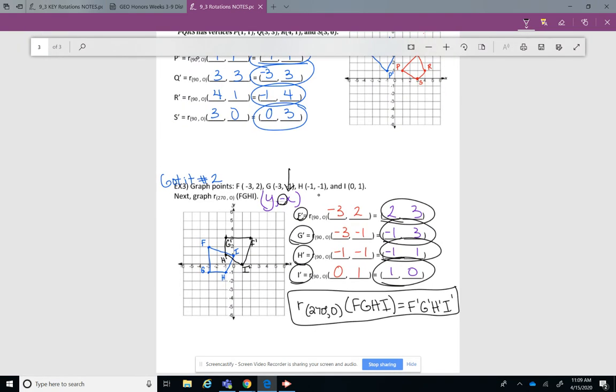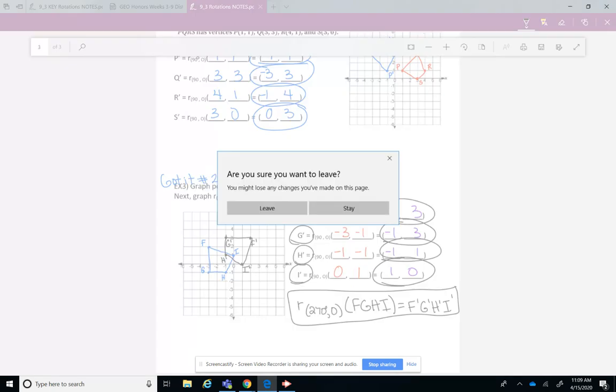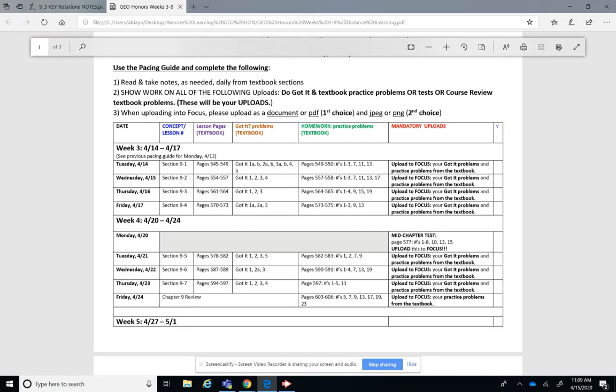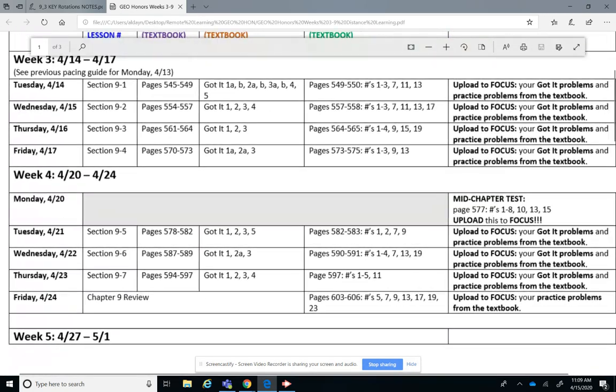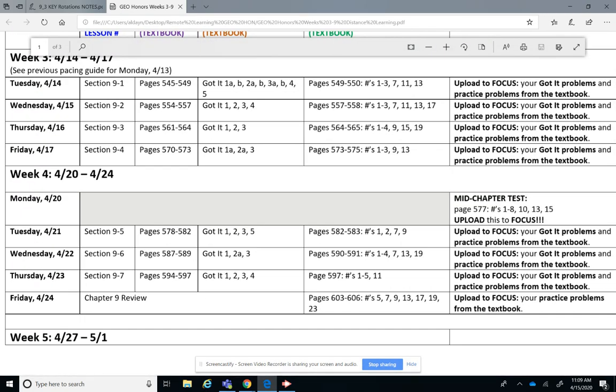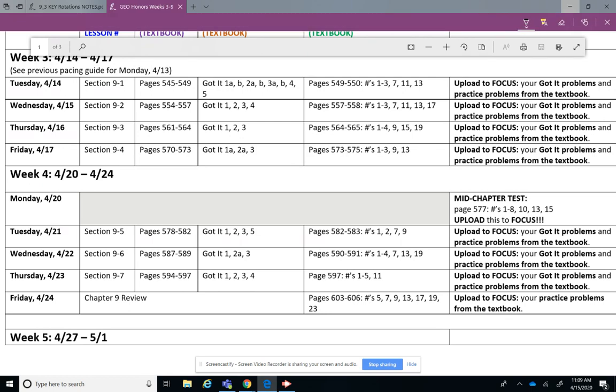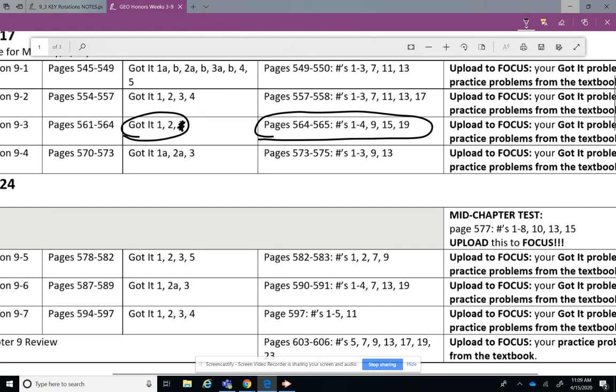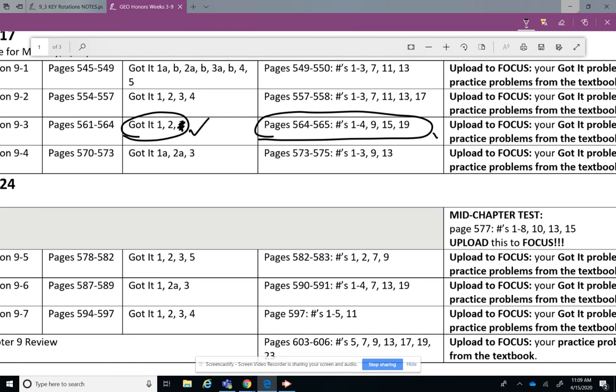All right. We're at the end of this lesson. So I'm going to jump over here to today, which is Thursday, April the 16th. And you don't have to do that third got it problem. You have 2 got it problems you should have done. And then here are the other ones that you should have done. 1 through 4, 9, 15, and 19. And those are the 2 things I need you to upload. And if you're using my notes, of course, and you wrote on them, you're uploading that as well. Because you don't have to rewrite the got it problems again.